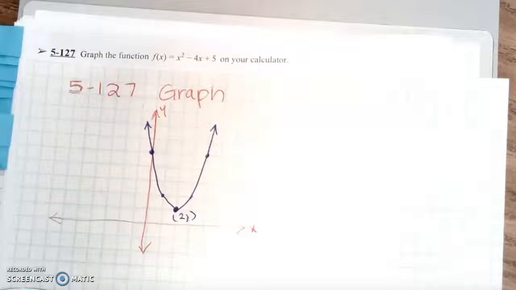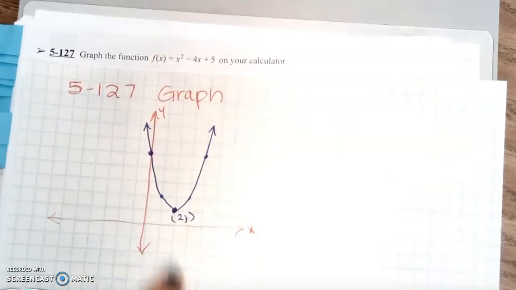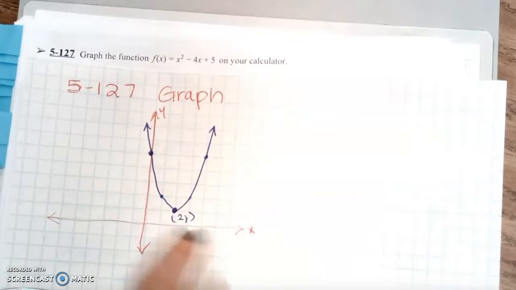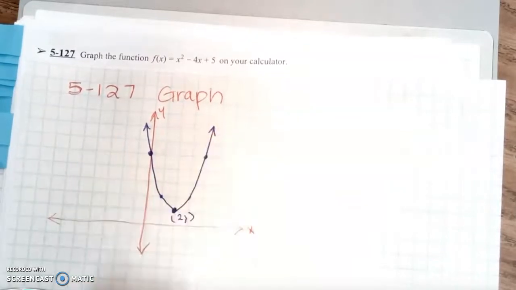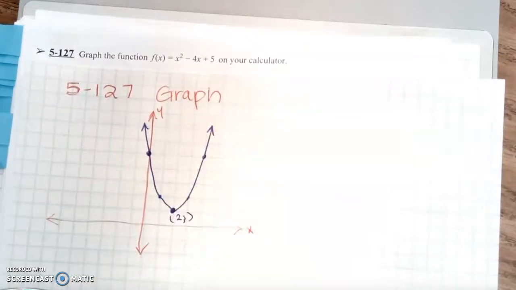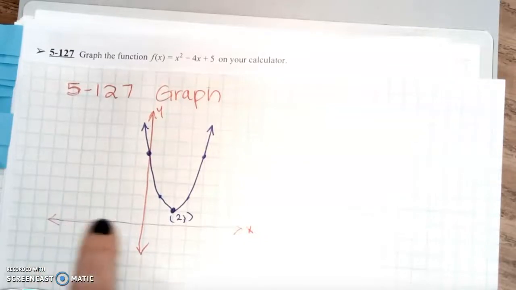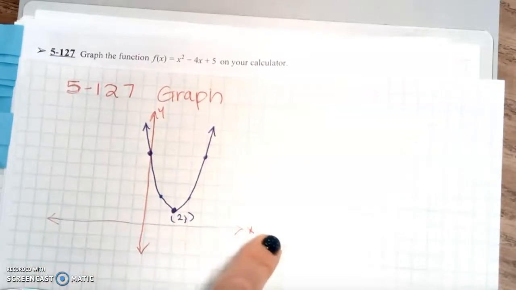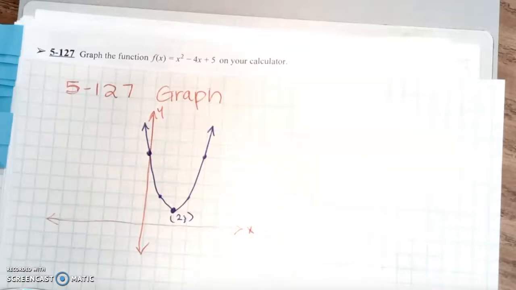27, the directions say, graph the function x squared minus 4x plus 5 on your calculator. All right, so I graphed it, and here's what it looks like. It has a vertex at (2, 1), and it opens up. It just so happens that this parabola does not cross the x-axis. That's going to be important in this lesson, okay?